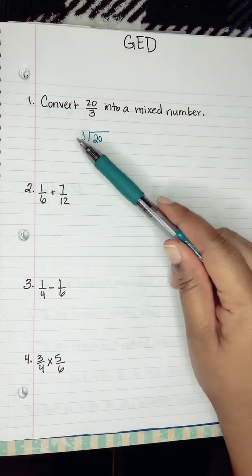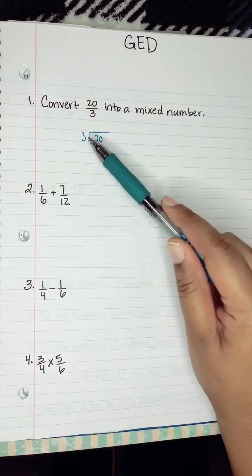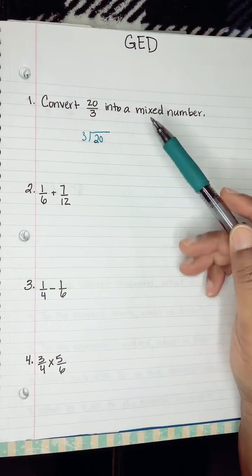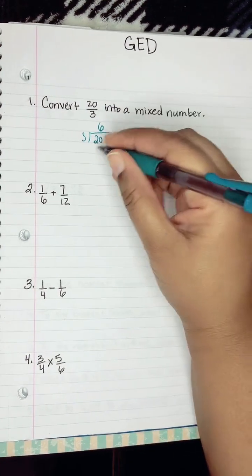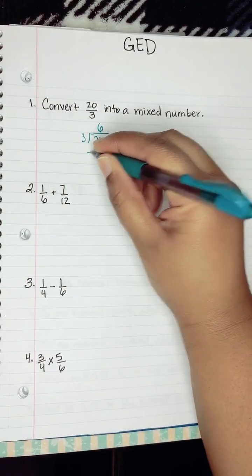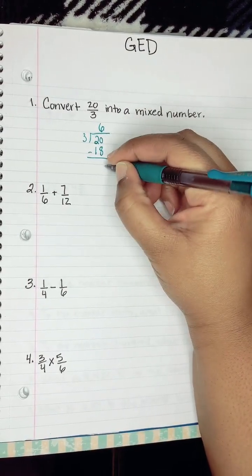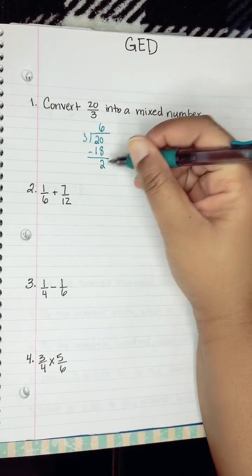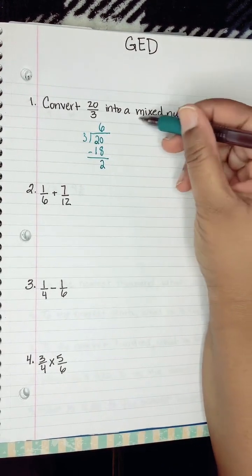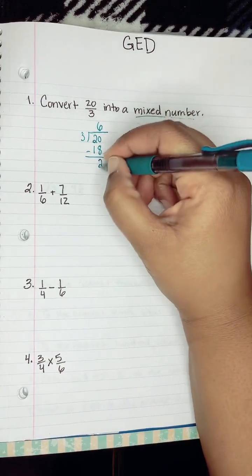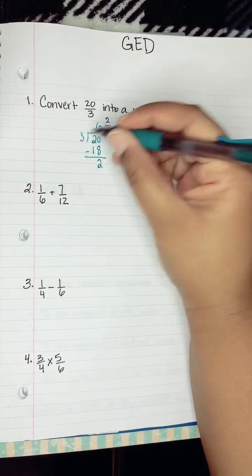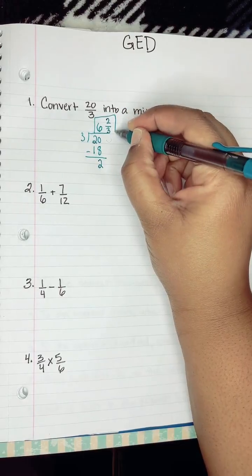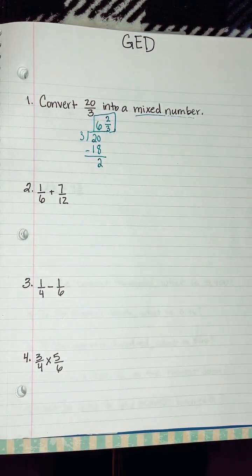Then we have to ask ourselves, 3 times what? How many 3s can fit into 20? We would say 6, and then 6 times 3 gives us 18. Then we subtract 20 minus 18 is 2, and this is our remainder. To write this as a mixed number, we take our remainder and put it over 3, what we divided by. So 6 2/3 is our answer.